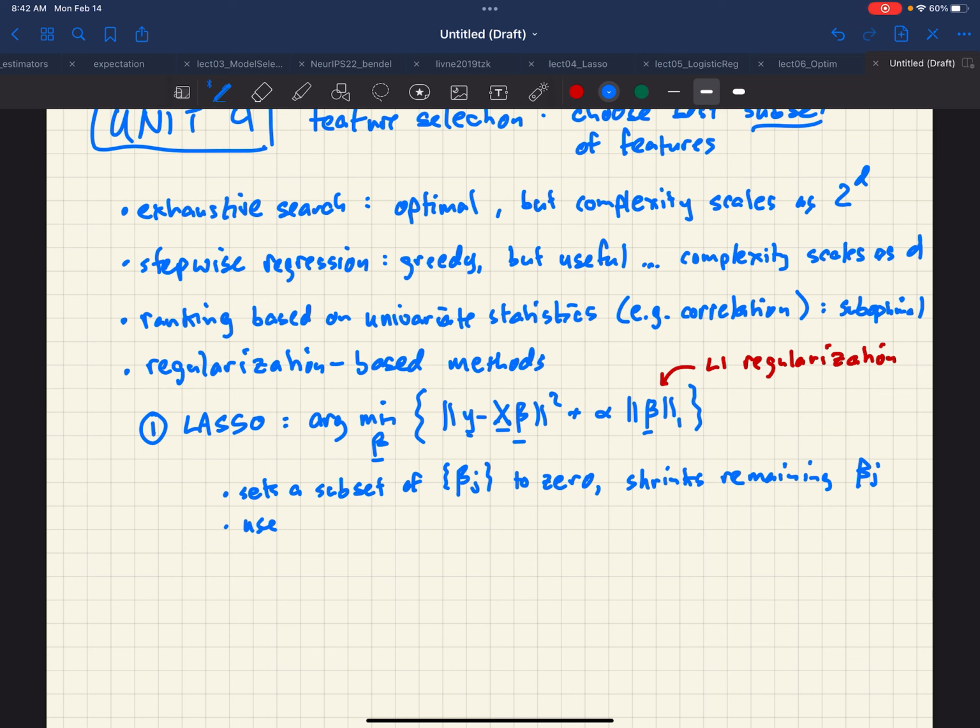So what we do is we use the subset of non-zero beta j, but not their values. And what we do with that subset is we fit a least squares model.